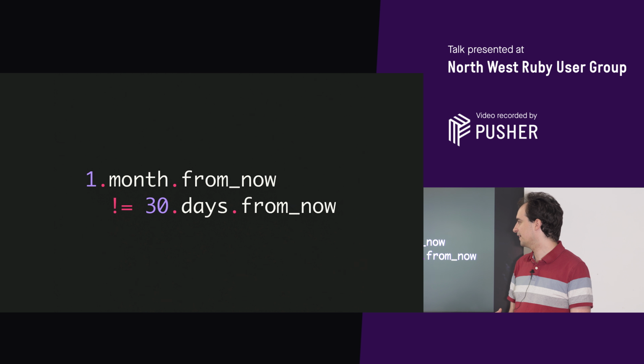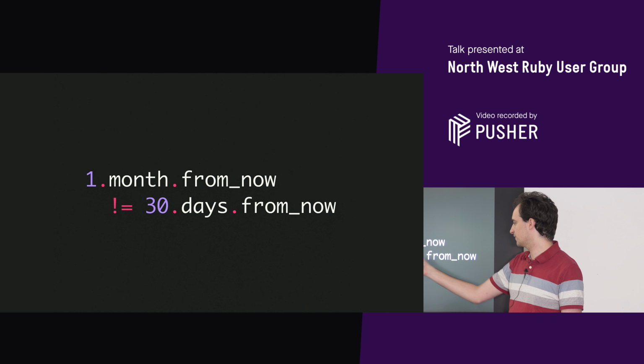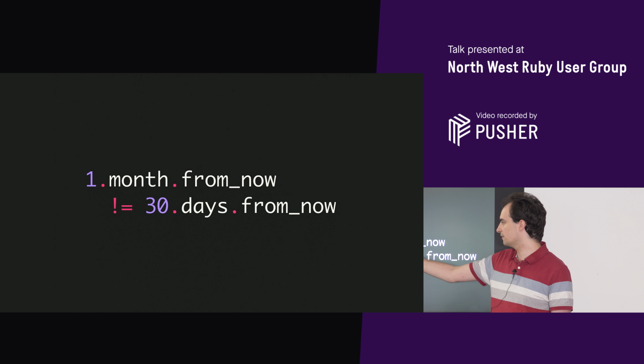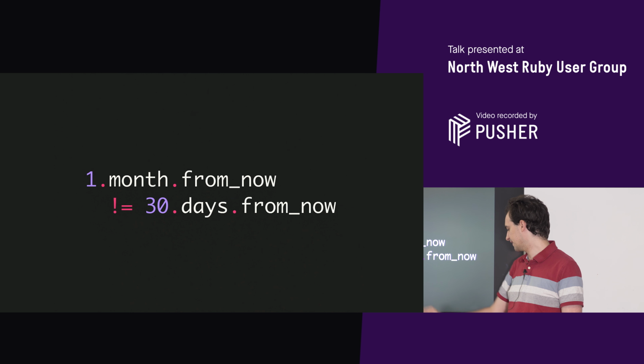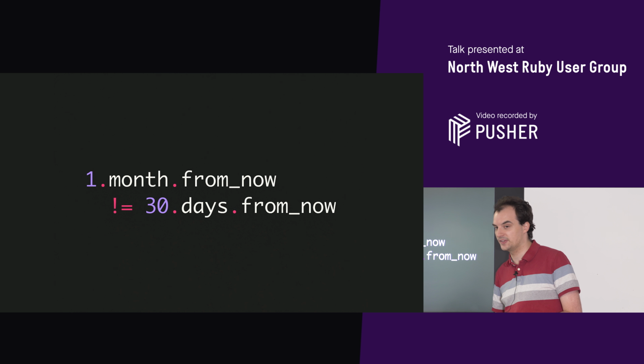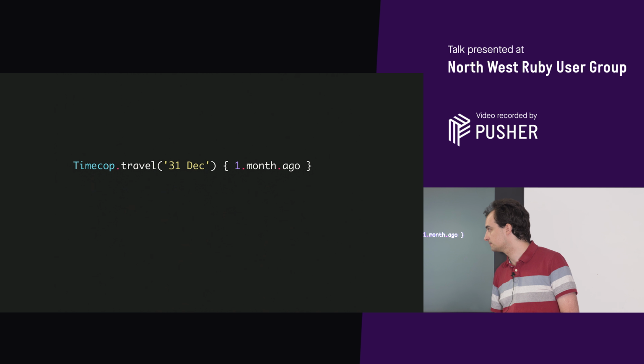However, if we then say a month from now, this is not always the same as 30 days from now. So these things aren't actually synonyms. They do know that they represent a month or days. And so this is the case where we're tripping up.